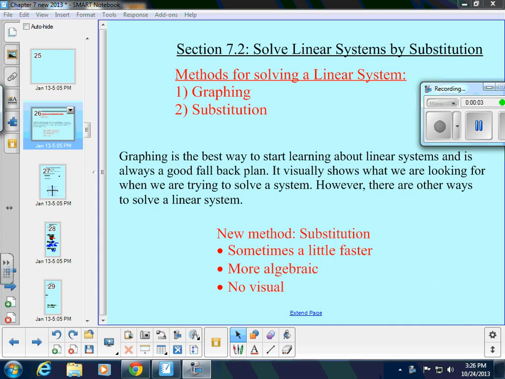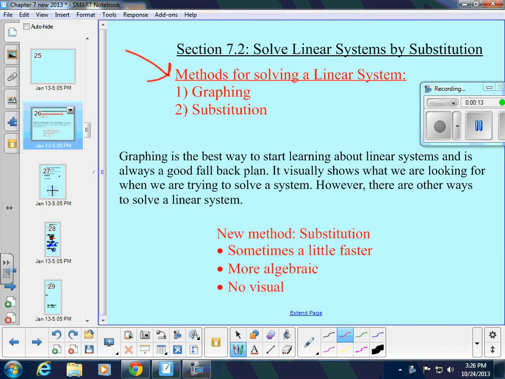Today's lesson is on section 7.2, solving linear systems by substitution. In this chapter so far, we've worked on one method of solving a linear system, and that first one is graphing. If you are taking notes along with me, I'd like to start by writing this stuff down. I'm going to teach you our second method for solving a linear system today, which again is substitution. Graphing, I believe, is the best one to start off with first.